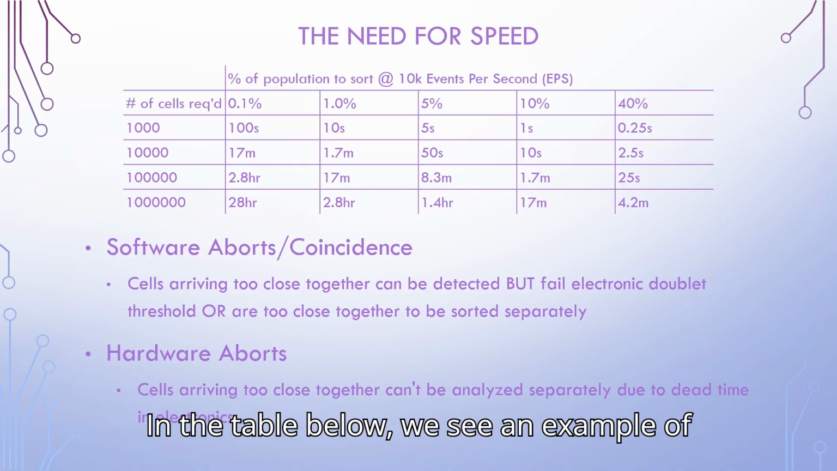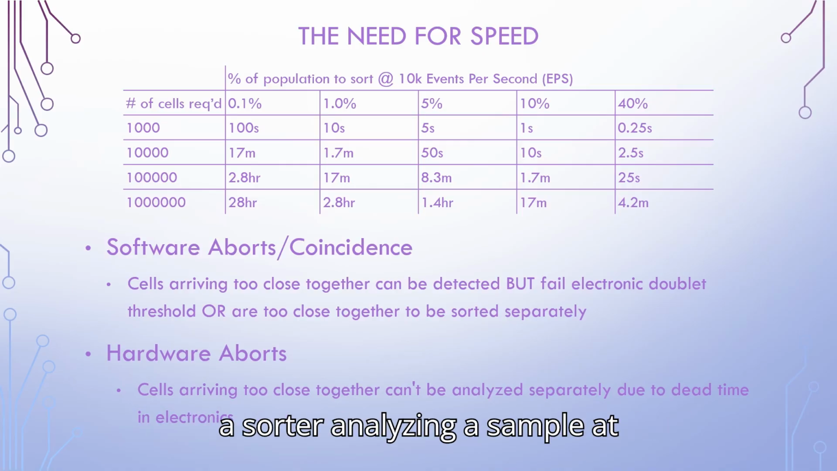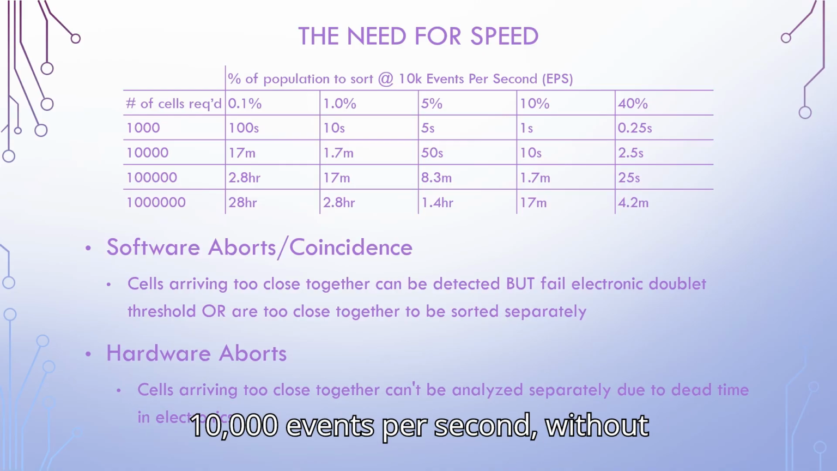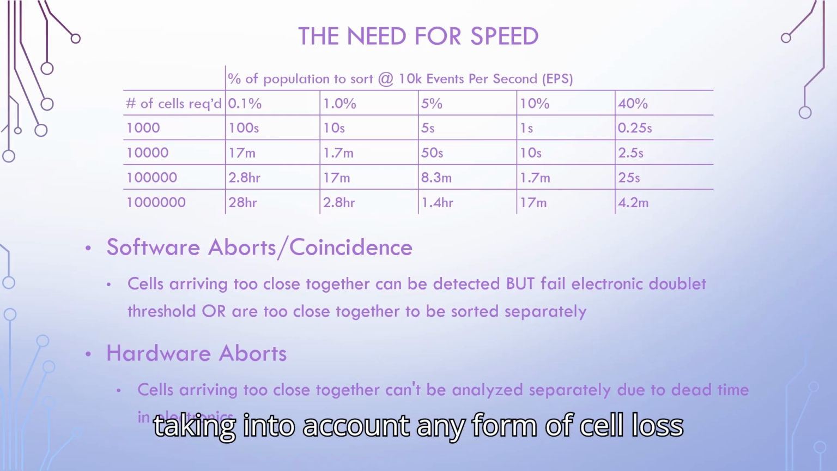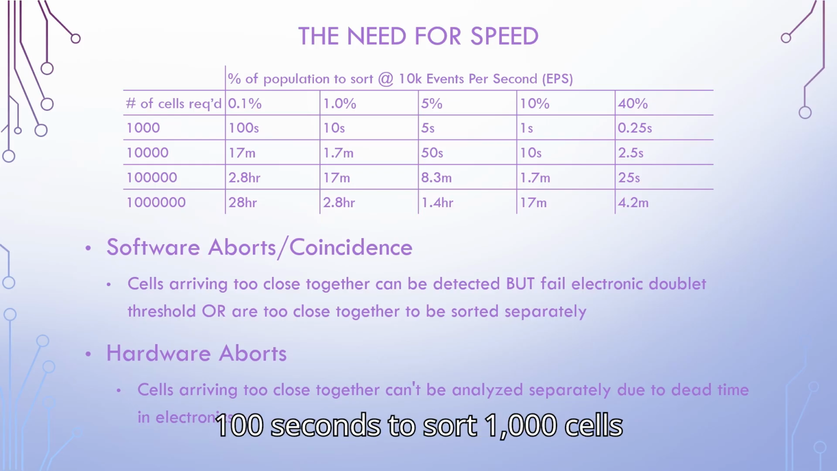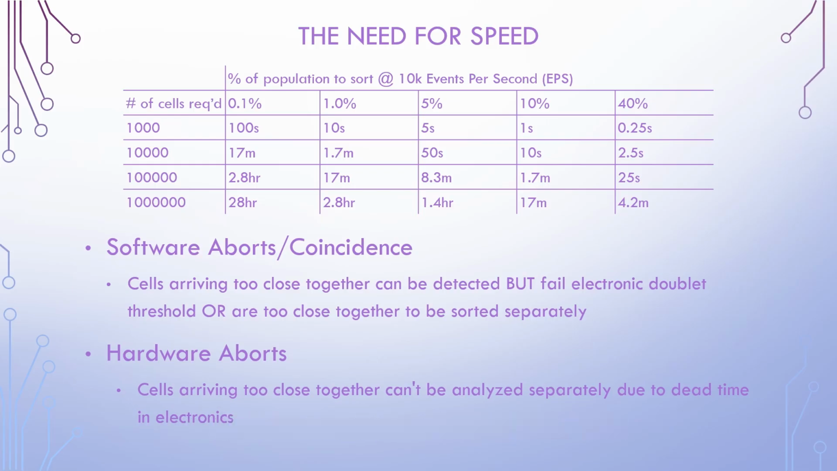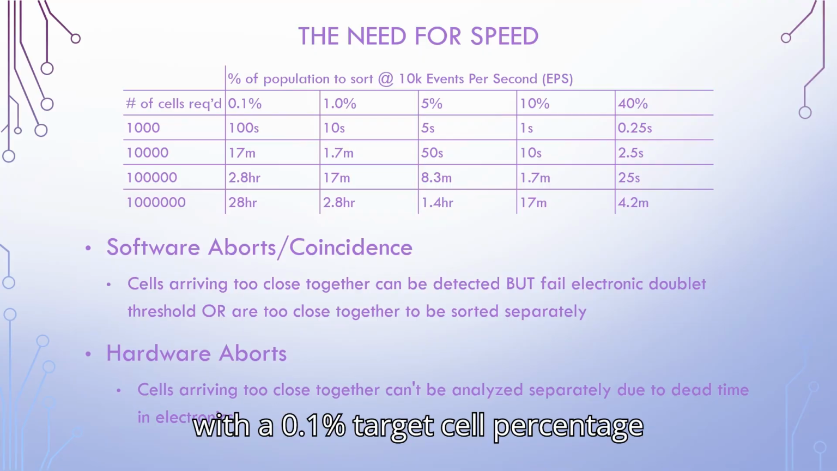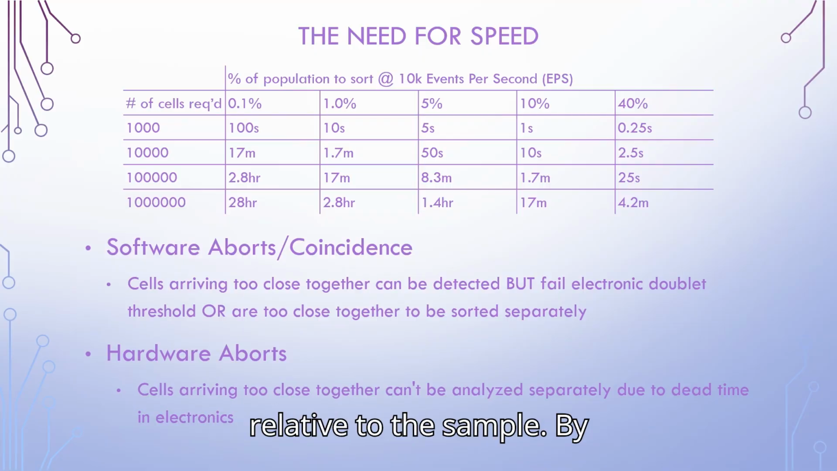In the table below, we see an example of a sorter analyzing a sample at 10,000 events per second. Without taking into account any form of cell loss due to aborts, it would take this sorter 100 seconds to sort 1,000 cells, with a 0.1% target cell percentage relative to the sample.